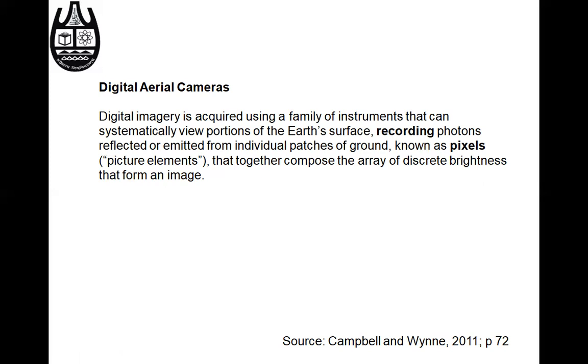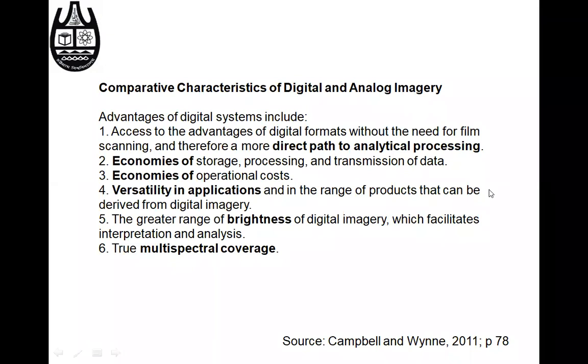Digital means it is a combination of a system that can record the pixels, that can record the photons which are reflected from the ground or emitted from the ground. And finally, it can compose a discrete brightness to form an image. Thus, we mean this is a digital format. And this digital format is obviously better than the analog imagery in many cases. However, there are many cases where some scientists or some users also prefer the analog imagery, not in every case.